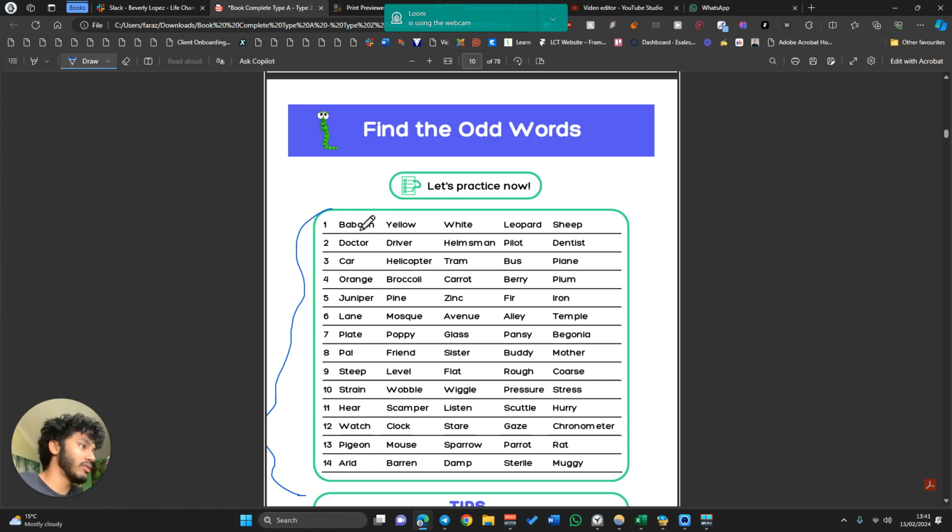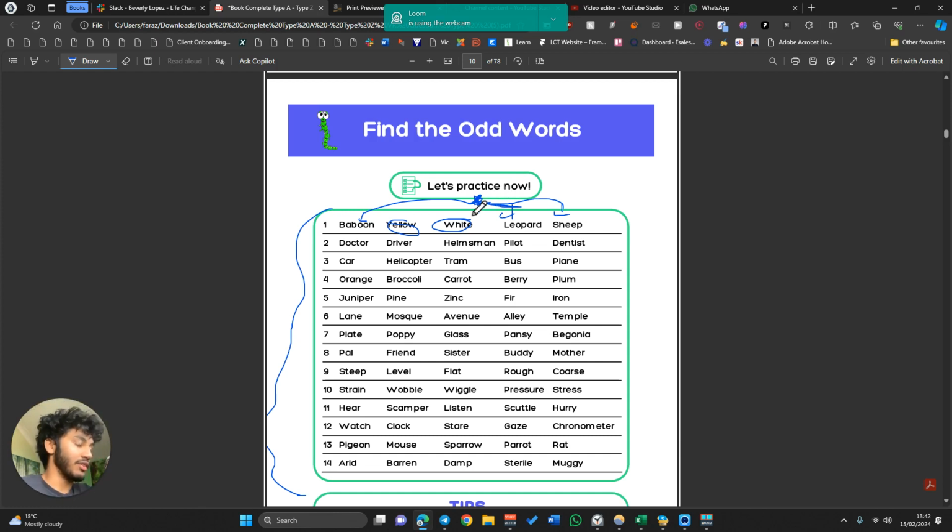Okay, so the first question, we want to look for 3 related words. So immediately what stands out to you is yellow and white are actually colours. Now let's just have a look at the other 3. Baboon, leopard and sheep. So what's probably happening is these 3 are related because they're animals. So the relationship might not always be super clear. But what you need to really look for is if there is any form of relationship between 3 of them, then the other 2 are likely the odd ones out.